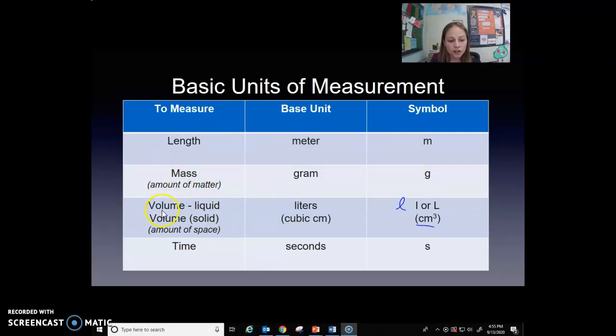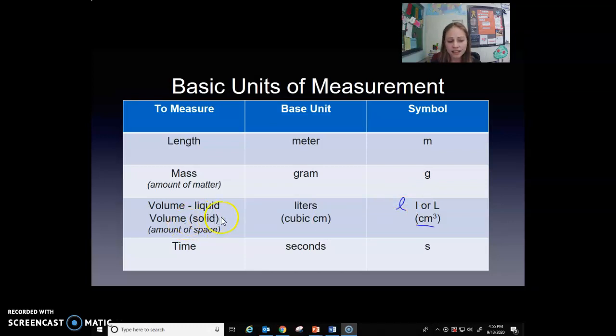Liquid volume, so a liter of Pepsi, or a liter of water, any type of liquid. We symbolize that with a lowercase l or a capital L, and here's why. A lowercase l in printing can be confusing. It looks like a 1. It could also look like an I. So I always write mine with a cursive L.